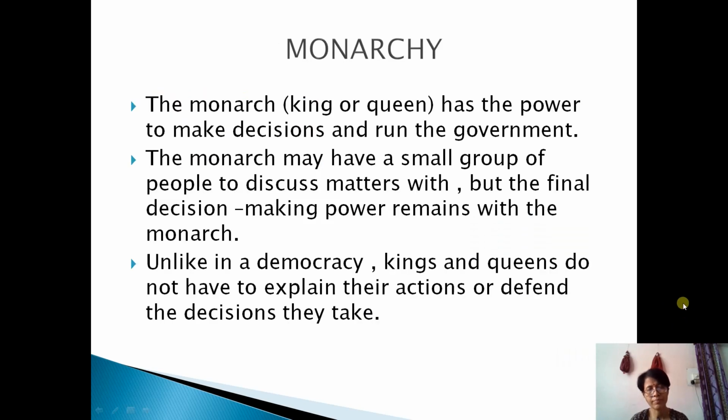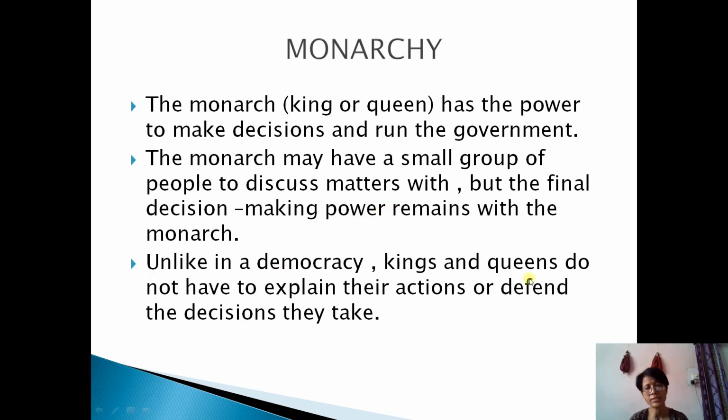Another form of government is monarchy. The monarch, meaning king or queen, has the power to make decisions and run the government. So here the king or queen is more powerful than the common people. The monarch may have a small group of people to discuss matters with, but the final decision-making power remains with the monarch. They may discuss things with the small group of people, but ultimately the queen or king will decide.